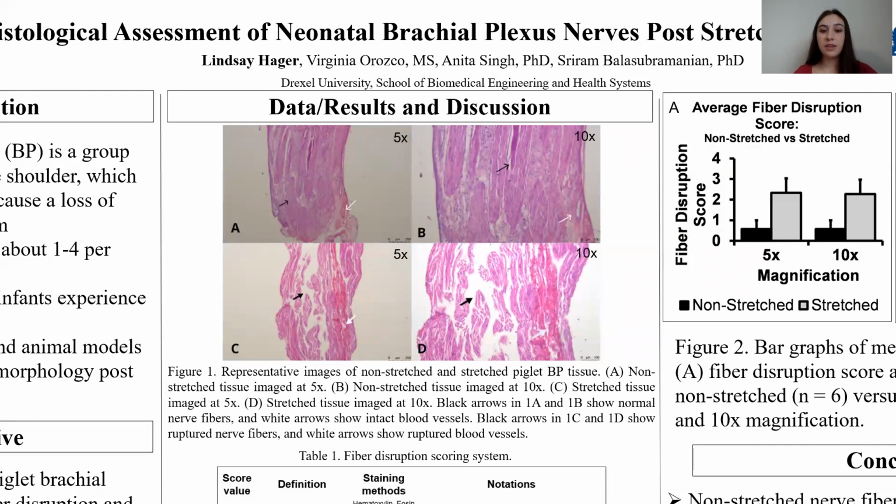Figure 1 shows representative images of non-stretched and stretched brachial plexus tissue. 1A shows a section of non-stretched tissue at 5x magnification. 1B shows the same section of non-stretched tissue at 10x magnification. 1C shows a section of stretched brachial plexus tissue at 5x magnification, and 1D shows the same section of stretched tissue at 10x magnification. In 1A and 1B, the black arrows show normal nerve fibers, and the white arrows show intact blood vessels. In 1C and 1D, the black arrows show ruptured nerve fibers, and the white arrows show ruptured blood vessels.